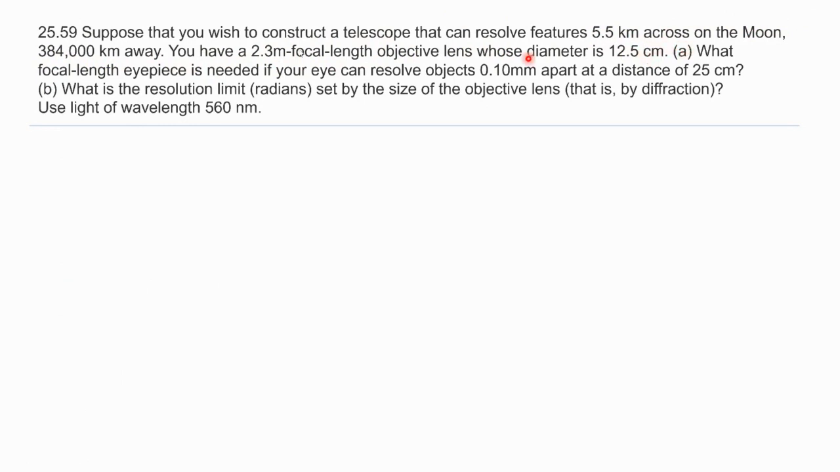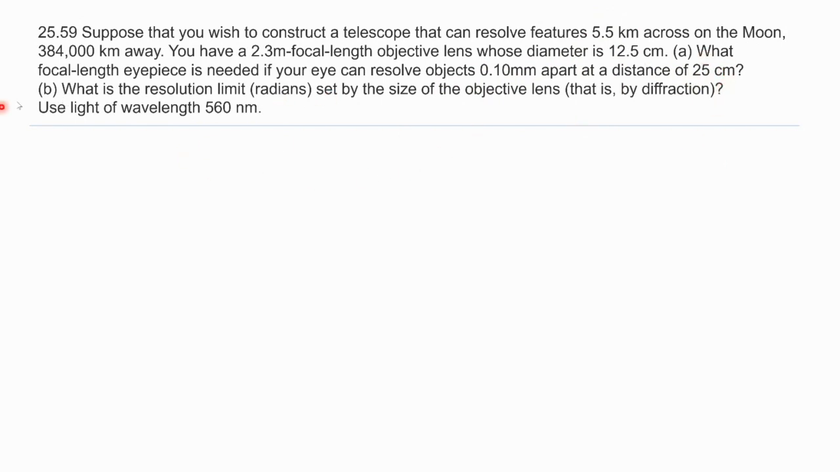Part A is, what focal length eyepiece do you need in order for your eye to be able to resolve objects 0.1 millimeters apart at a distance of 25 centimeters? In other words, we're going to use the telescope to create an image of these two objects on the moon. And the image will have the peaks of those two moon mountains 0.1 millimeters apart at a distance of 25 centimeters, the near focus point.